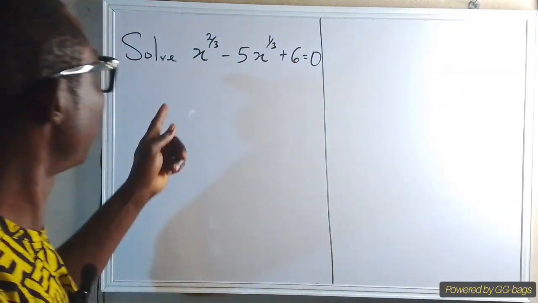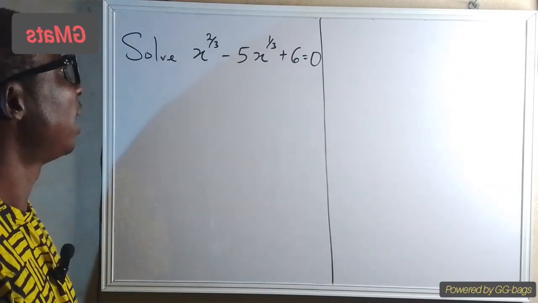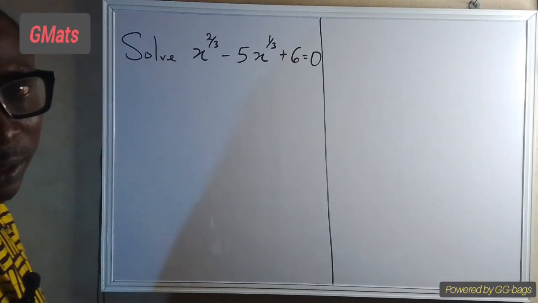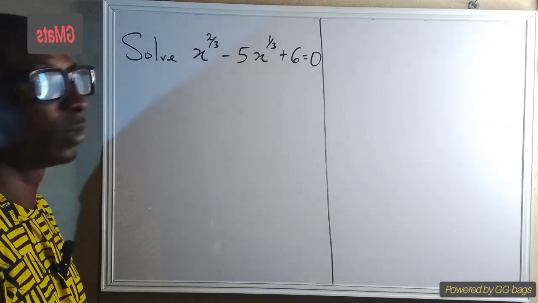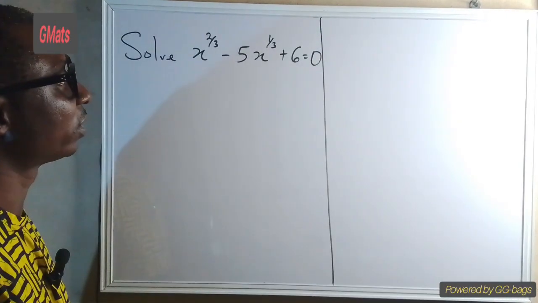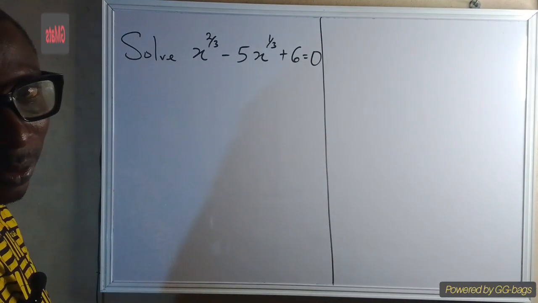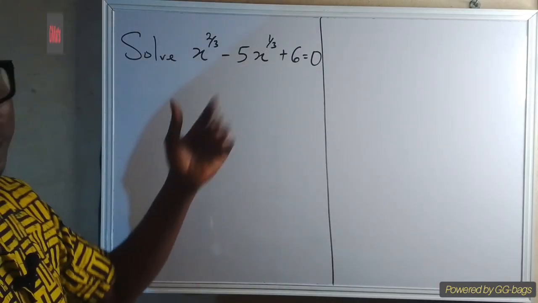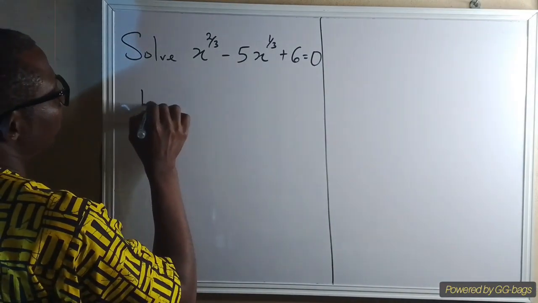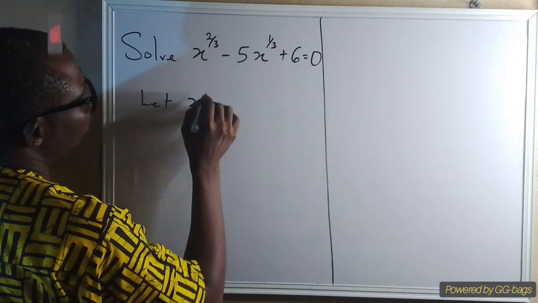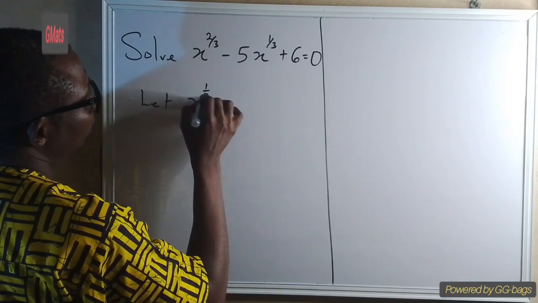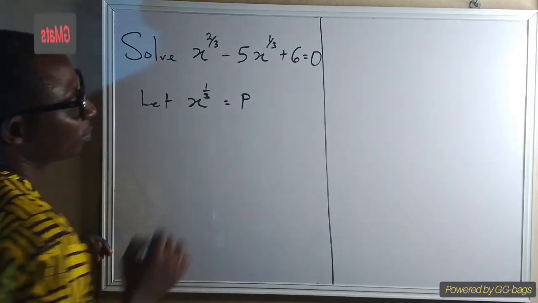Now, can you solve this problem? x raised to the power of 2 over 3 minus 5x raised to the power of 1 over 3 plus 6 equals 0. Okay, now how do we solve this? Start by saying let x raised to the power of 1 over 3 be equal to p.